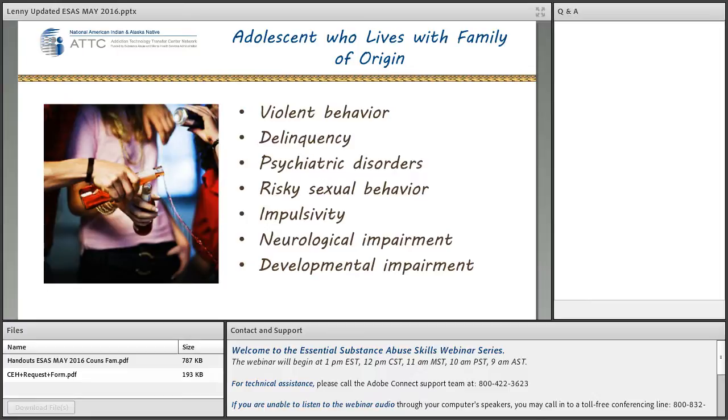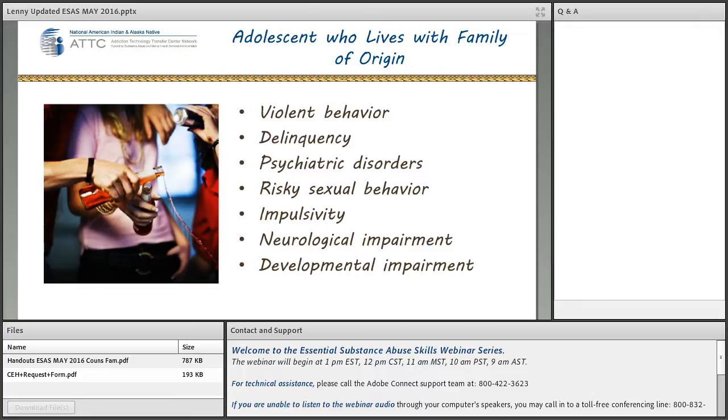So adolescents who live with family of origin often will come to violent behavior within a family. Often adolescents will have delinquency issues, psychiatric disorders, risky sexual behaviors, impulse behaviors, neurological impairment, and also developmental impairment.